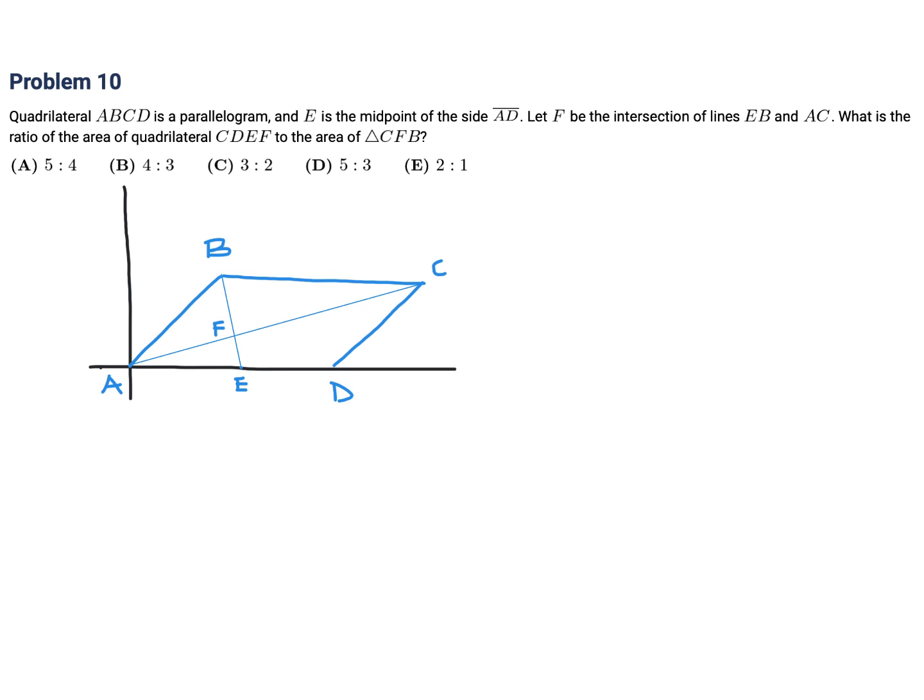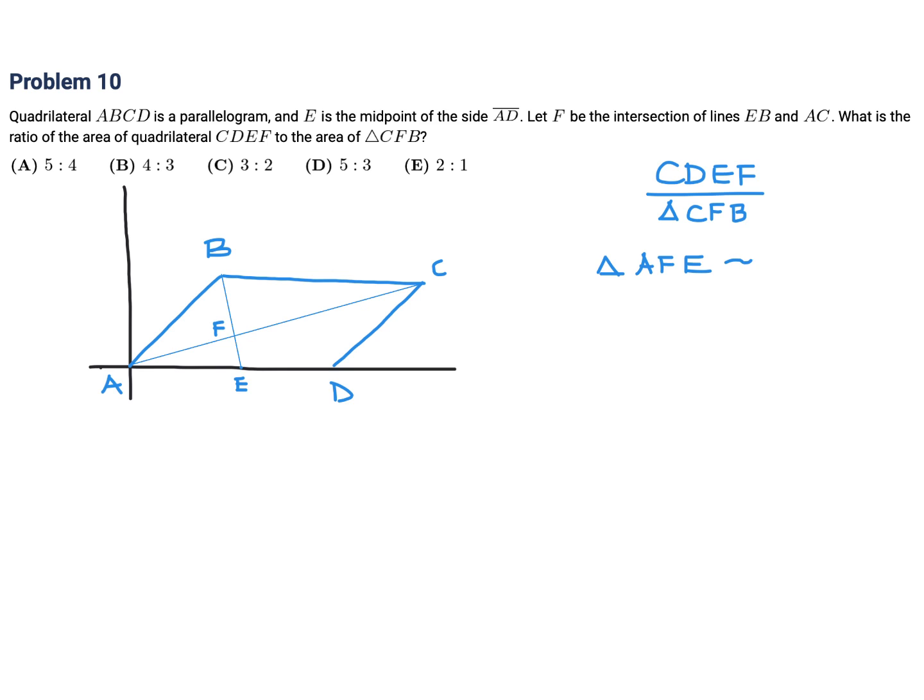Ratio of CDEF to triangle CFB. So CDEF, whatever that shape is, and then CFB is a triangle. All right, so I think we're going to have to use similar triangles here, because I immediately see that triangle AFE.